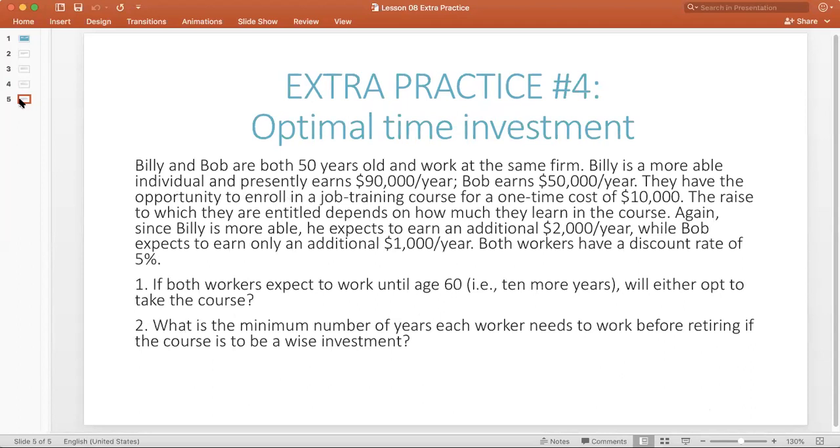Again, since Billy is more able, he expects to earn an additional $2,000 a year, while Bob expects to earn only an additional $1,000 a year. Both workers have a discount rate of 5%. So if both workers expect to work until age 60, so 10 more years, will either opt to take the course? So this goes back to net present value. What we have to find for each person is the net present value of this course and its potential earnings, and then see if it's greater than 0 and if they should take it or not.